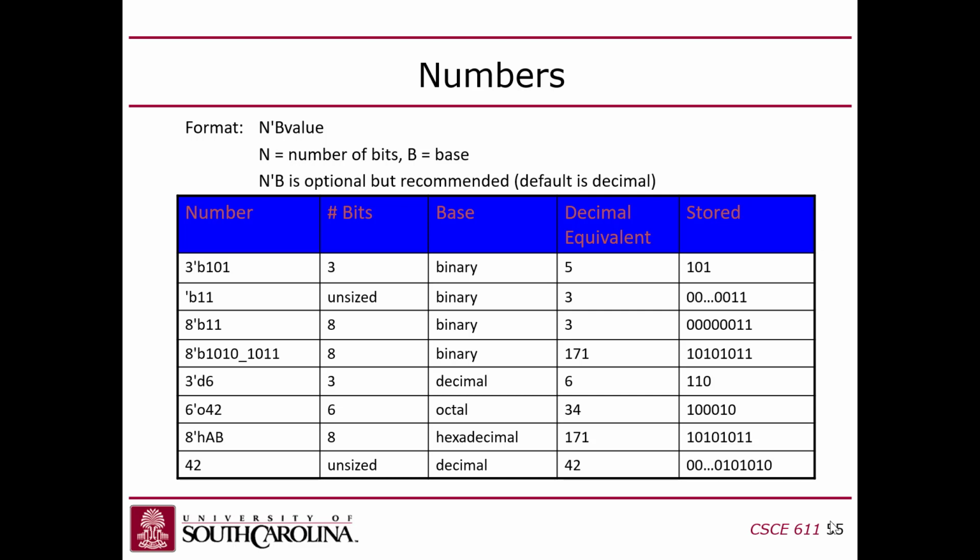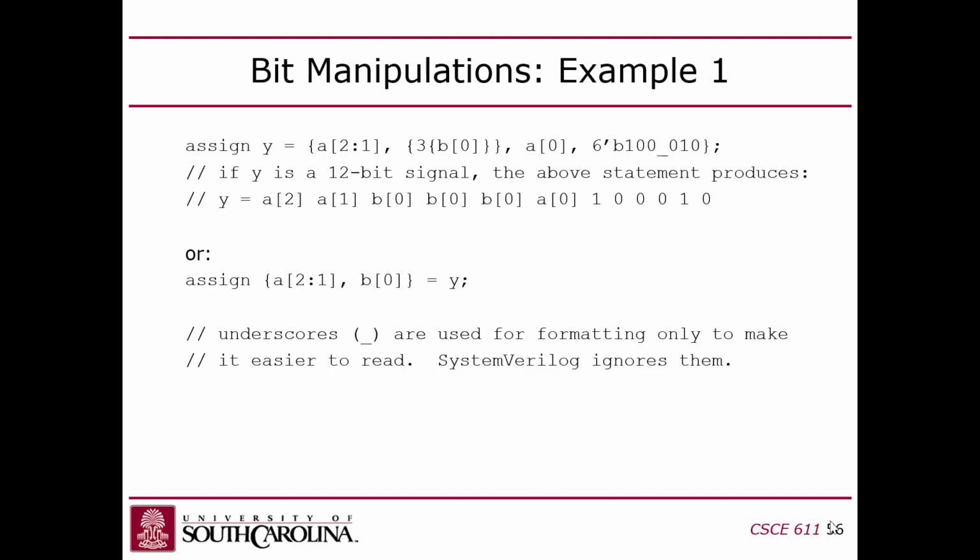So binary, there's a 3-bit signal with a 1, 0, 1. If you don't put the leading number that defines the width, the default is 32. Now, if you assign that to, say, a 5-bit signal, then it will truncate the bits that don't fit. But it's best to always specify the width whenever you have a constant.